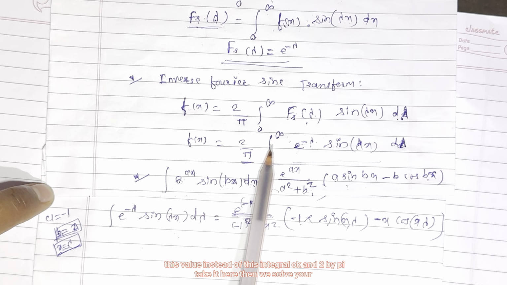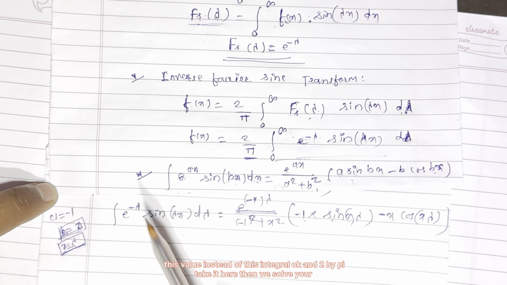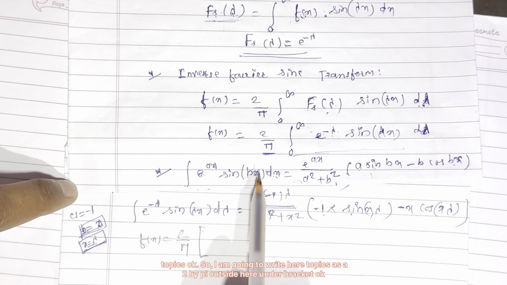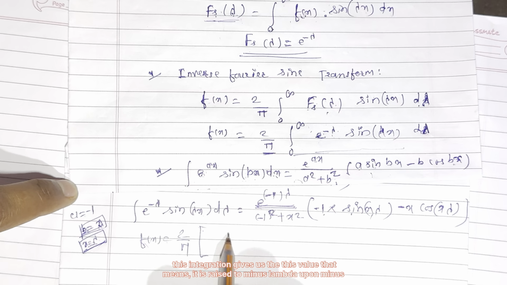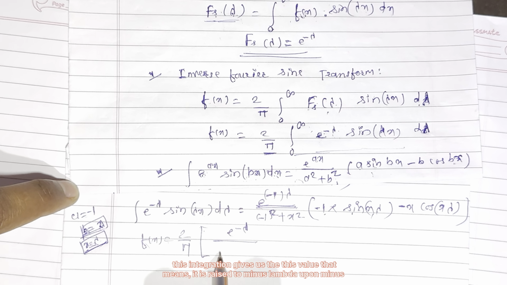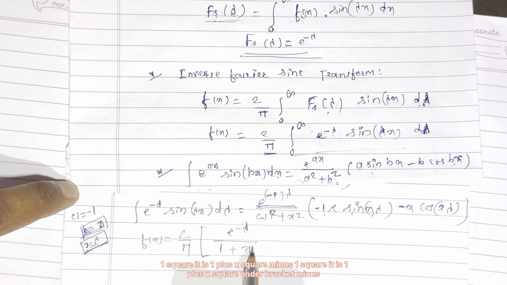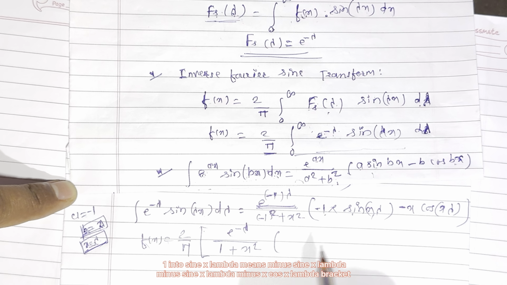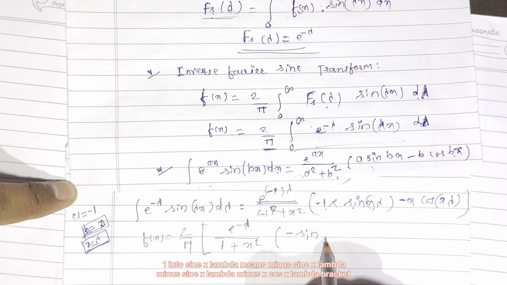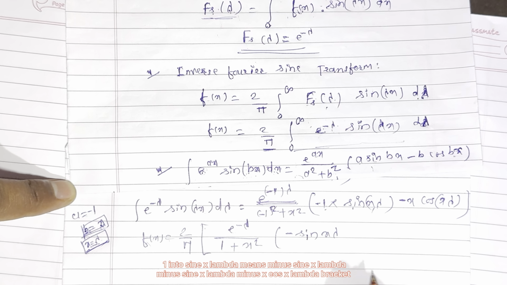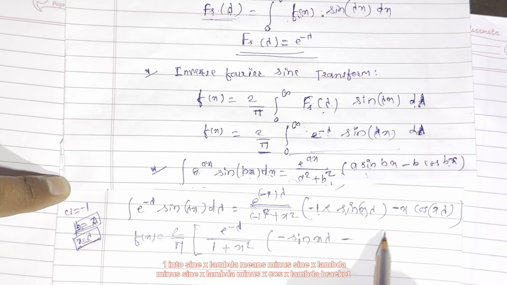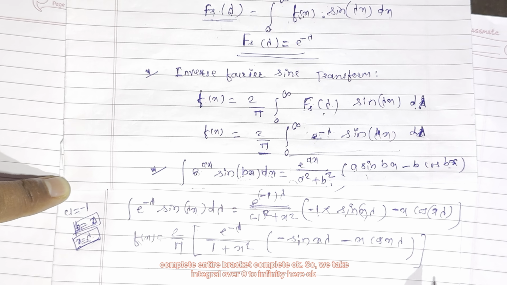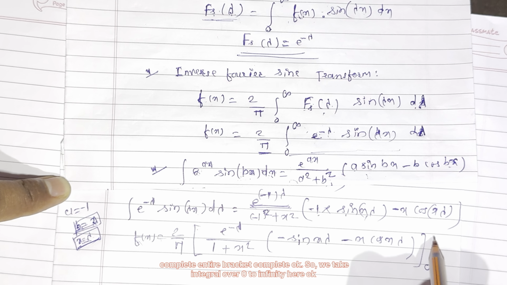Replace this value instead of this integral, and take 2 by pi here, then we solve f of x. So I'm going to write f of x as 2 by pi outside, under bracket. This integration gives us this value, that means e raised to minus lambda upon minus 1 square, it is 1 plus x square, minus 1 square, it is 1 plus x square, under bracket, minus 1 into sine x lambda, means minus sine x lambda, minus x cos x lambda, entire bracket complete. So we take the integral over 0 to infinity here.